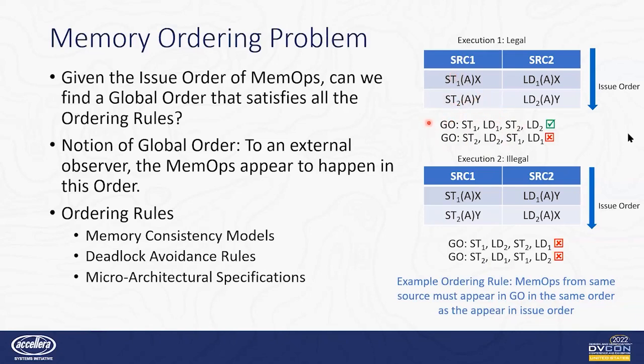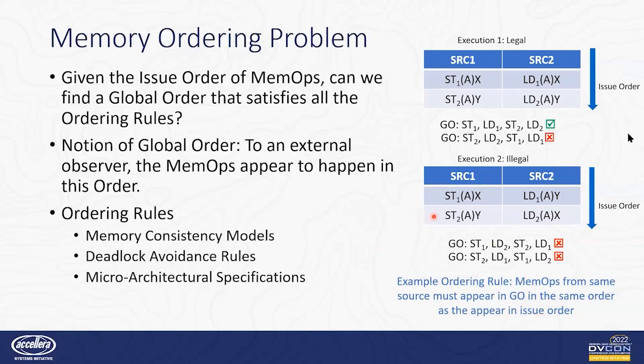However, there exists one global order which satisfies the observation of the load data and also obeys the ordering rules. So we will call this execution a legal execution. However, keeping the problem the same, if the loads got the data in the reverse order, then you could see that there are 2 possible global orders, but none of them really satisfy the ordering rules. So this kind of execution we will call an illegal execution.